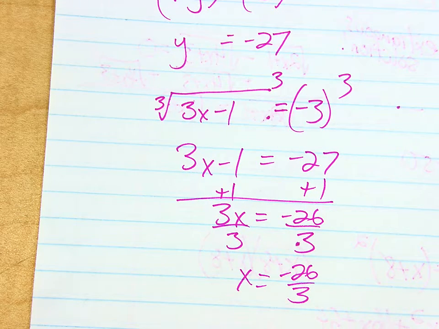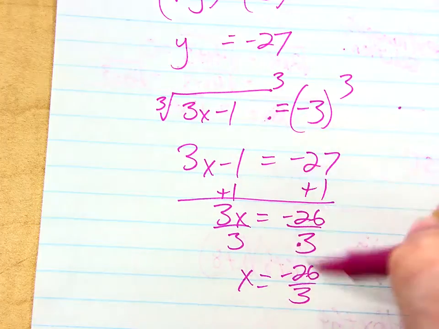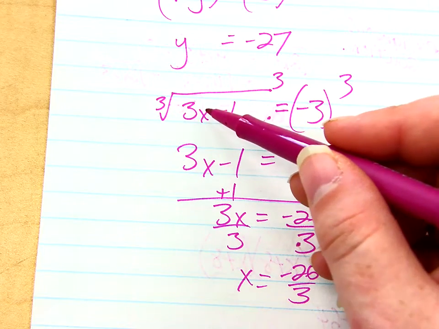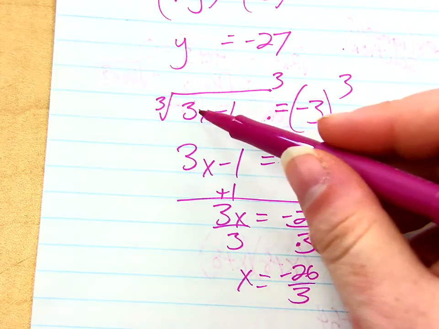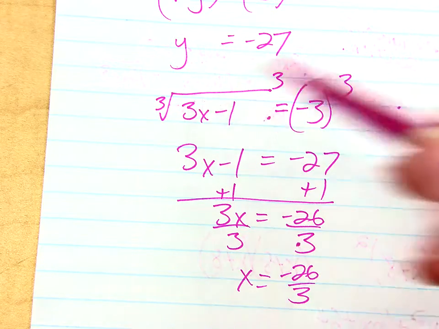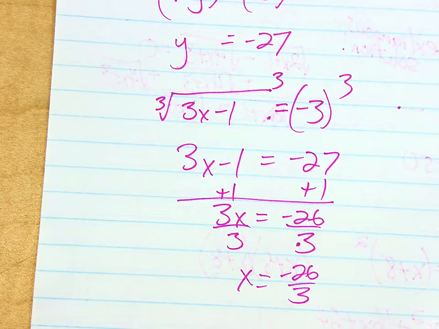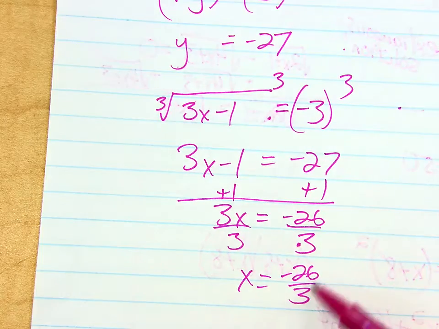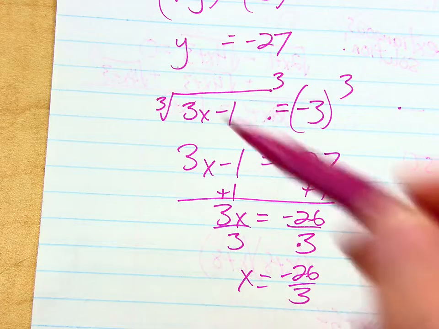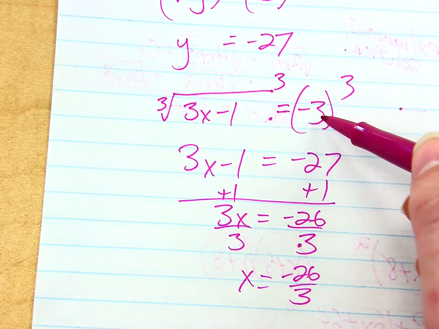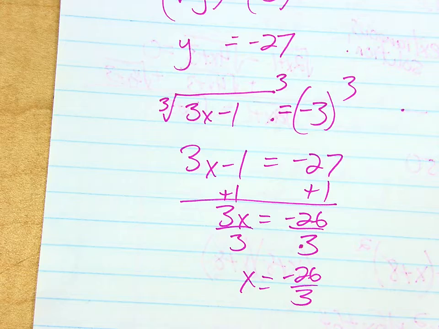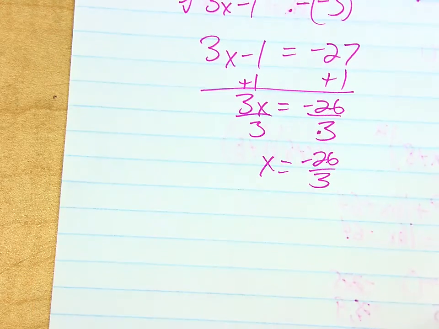I got -26/3. Did you? That's it. You should check these also. If I pop that back in, what's 3 times -26/3? The 3's cancel, so you just have -26. -26 minus 1 is -27. Is the cube root of -27 really -3? Yes! Guys, that's it.